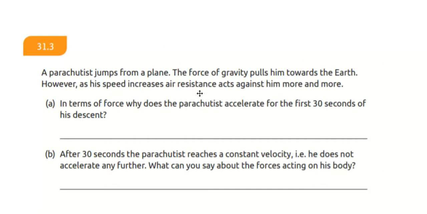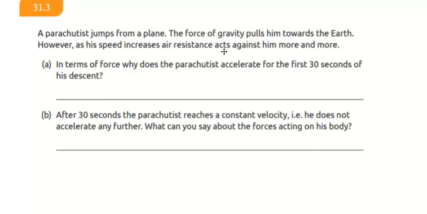Okay, 31.3. A parachutist jumps from a plane. The force of gravity pulls him towards Earth. However, as his speed increases, air resistance acts against him more and more. In terms of the force, why does the parachutist accelerate for the first 30 seconds of his descent?